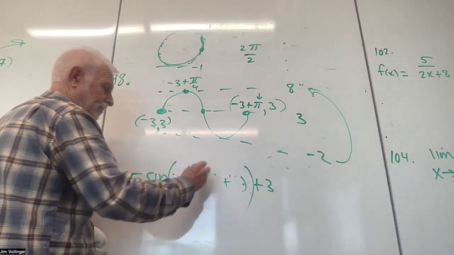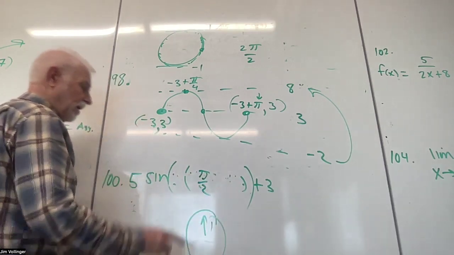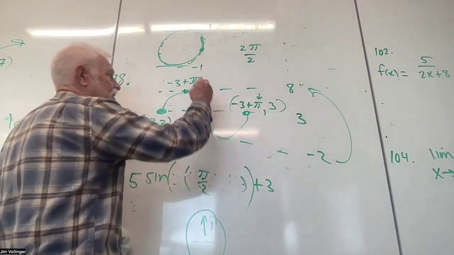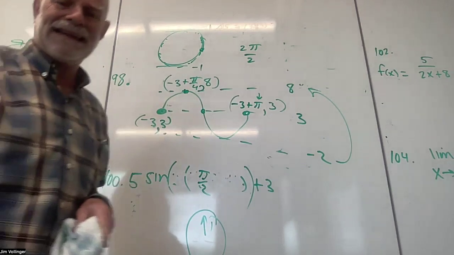What is the sine at pi over 2? The sine at pi over 2 is the top of the circle. That's 1. 1 times 5 is 5, plus 3 is 8. I hope you can see how those values are being assigned.